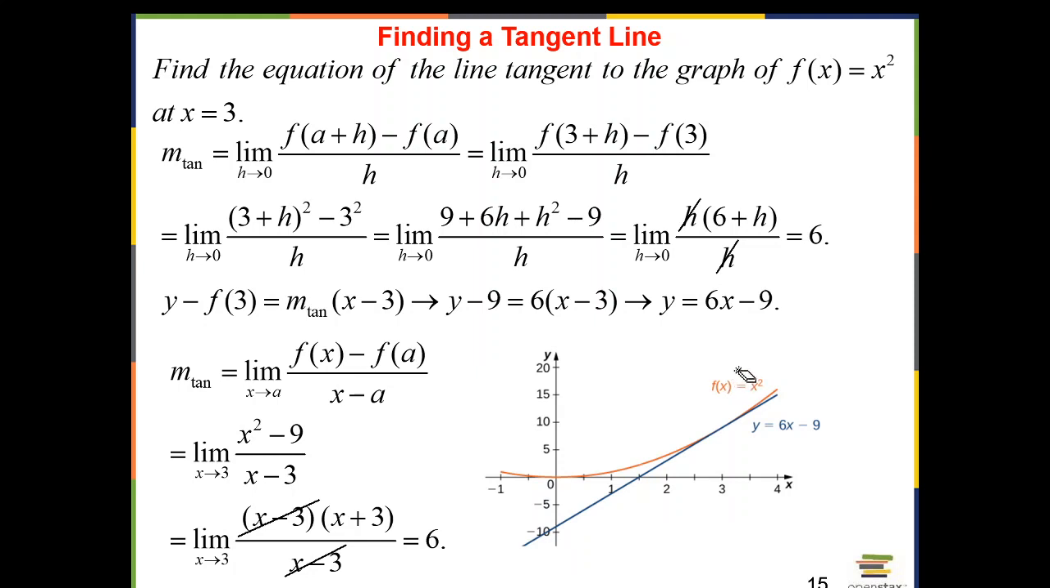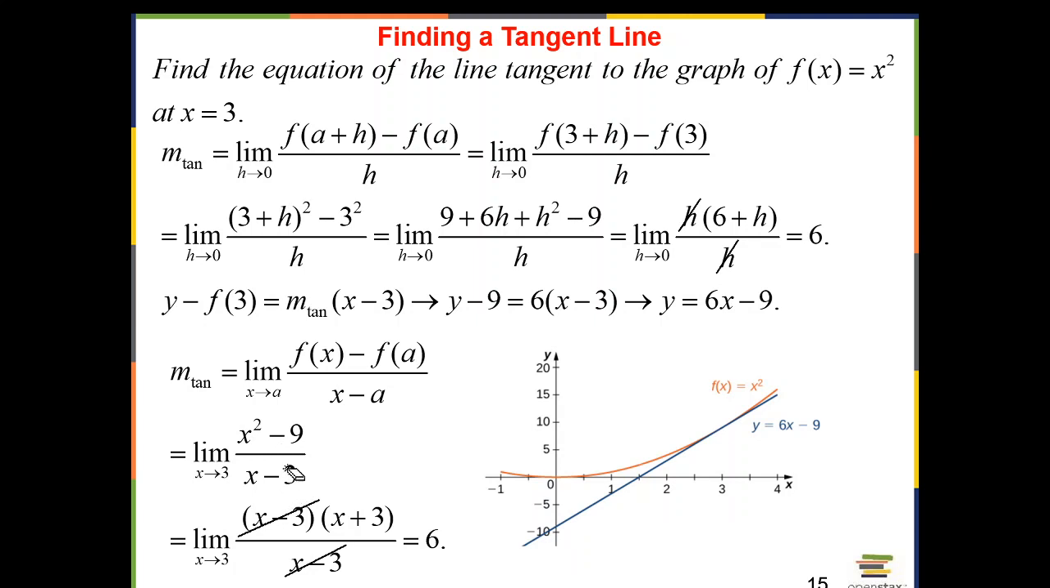Okay, so here is the limit. If we decide to use the other structure instead of f of a plus h minus f of a over h, you can use f of x minus f of a over x minus a, right? When a here is 3. So we have to do x squared, which is f of x, minus f of a, which is 9, right? Divided by x minus 3.